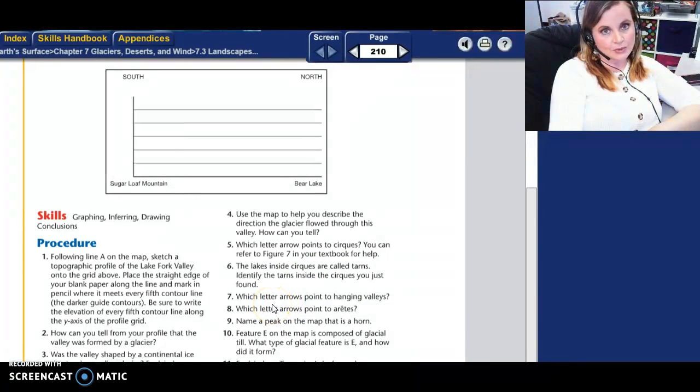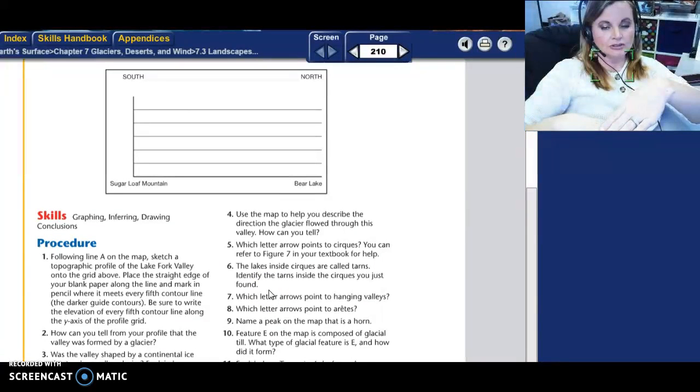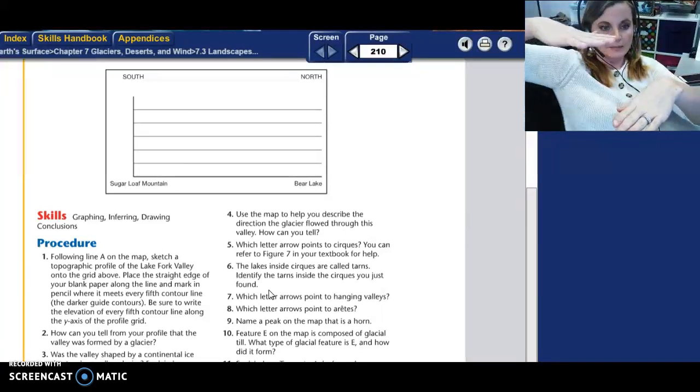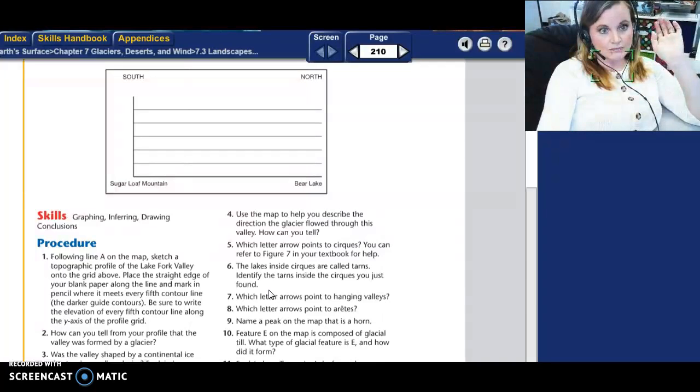Now, a hanging valley is where one branch of a glacier comes down and joins another branch of a glacier at a lower elevation. So there's a kind of a cliff up here, and then you'll have some flow downhill, and it will join a glacier at a lower elevation. And typically, if the glacier is melted, there'll be a waterfall there.